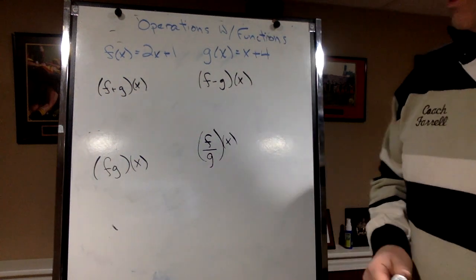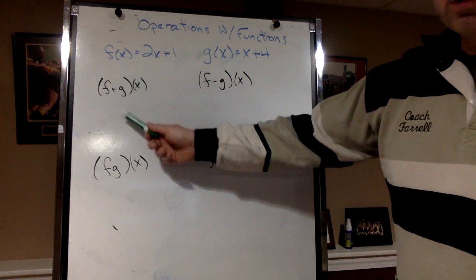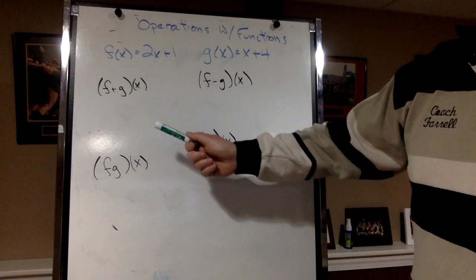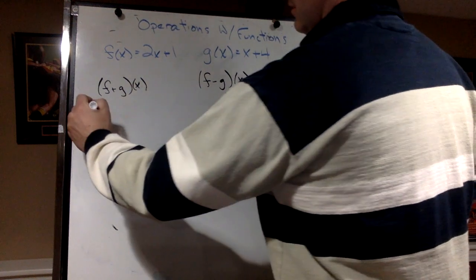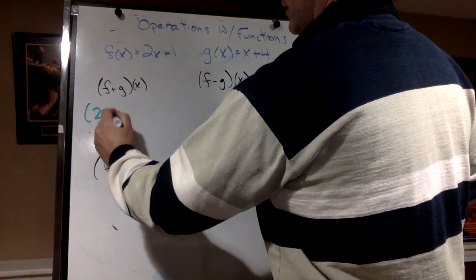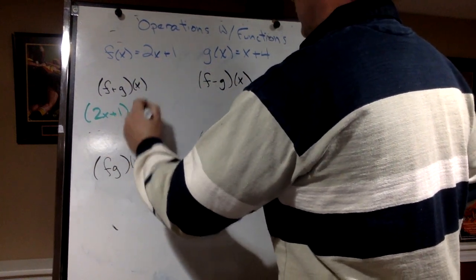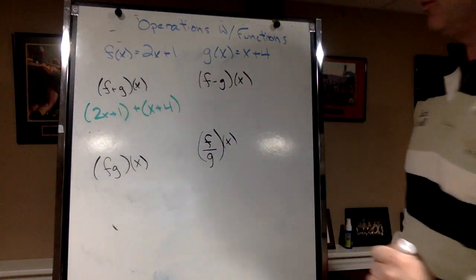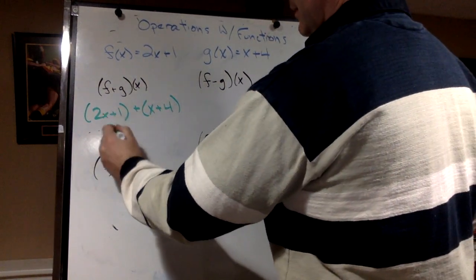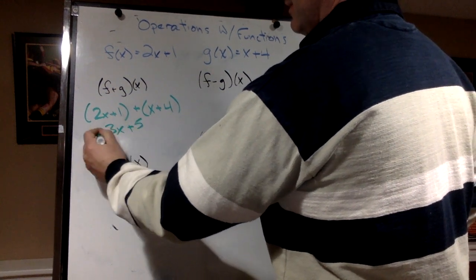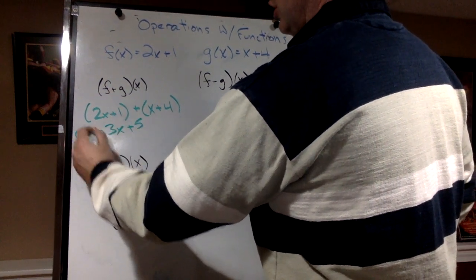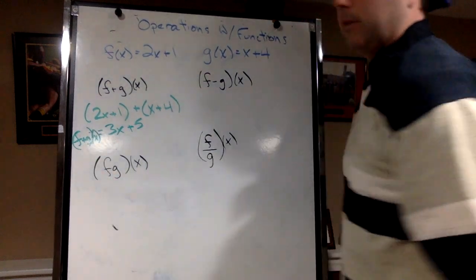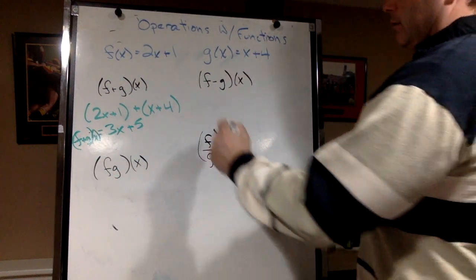Okay, now that we get that, f plus g of x is literally f of x, 2x plus 1, plus g of x, x plus 4. That is literally what it is. Combine like terms. 3x plus 5 is what f plus g of x equals. That easy. Subtraction. All right, same thing.